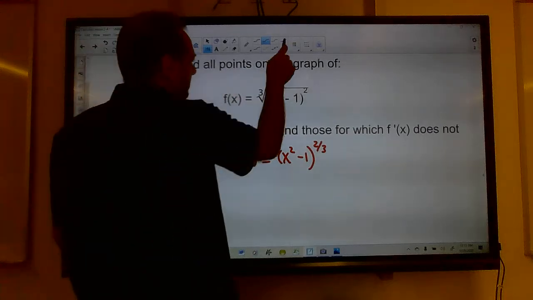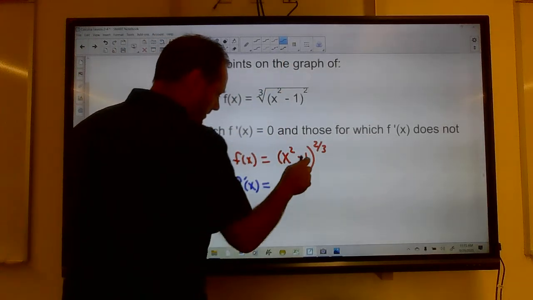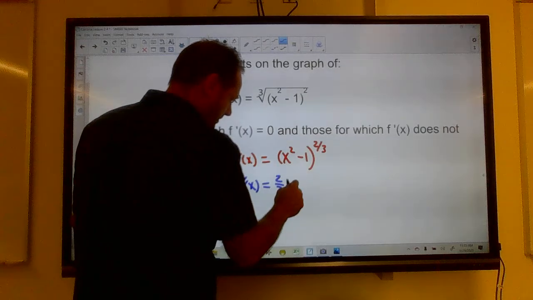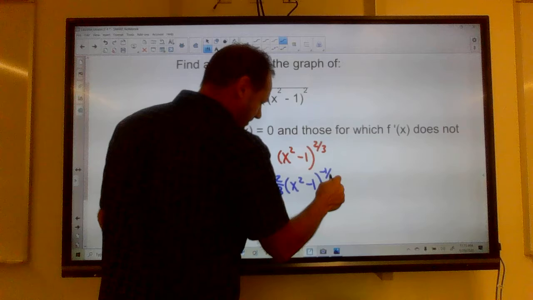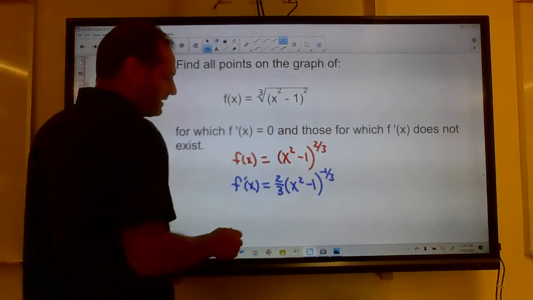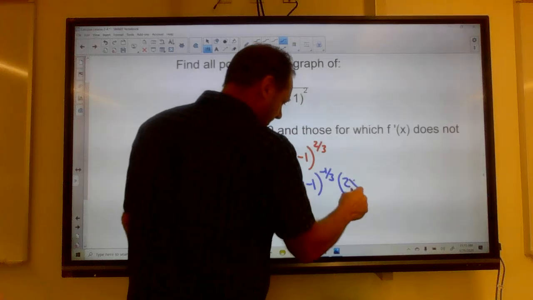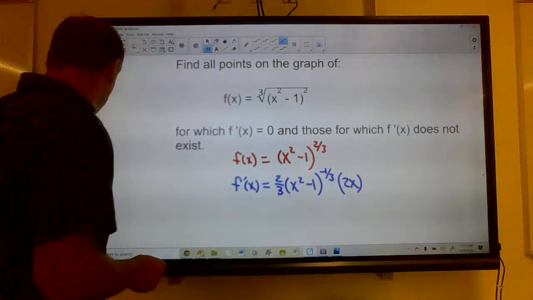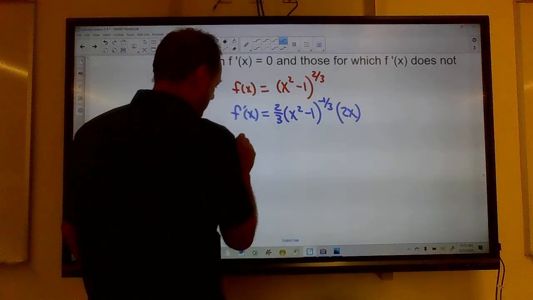Now I can take the derivative of this thing pretty easily. 2/3 times x squared minus 1, drop the power by 1, so that's going to be the negative 1/3. Now I've got to multiply that by the derivative of the inside, so that's going to be 2x. And I would combine this here.